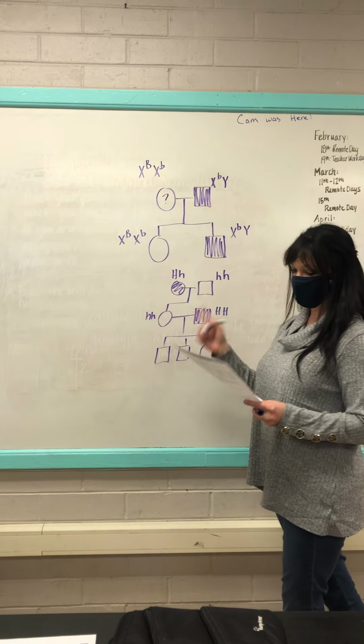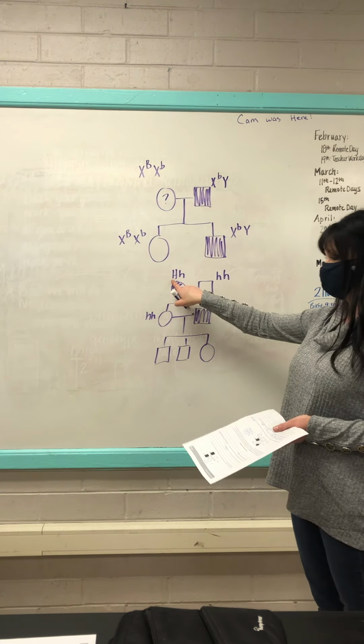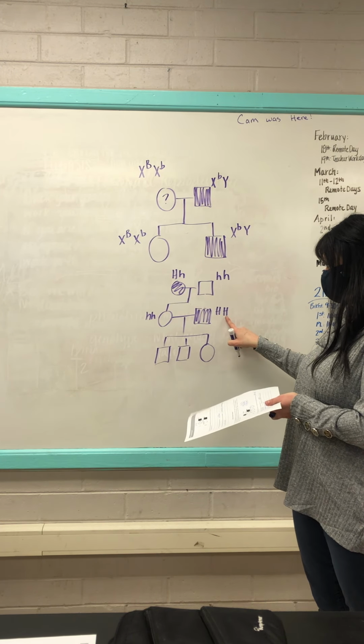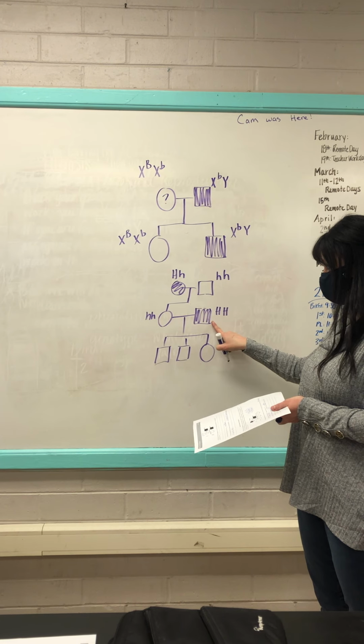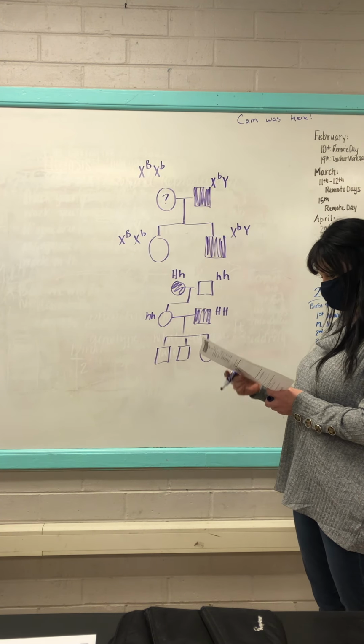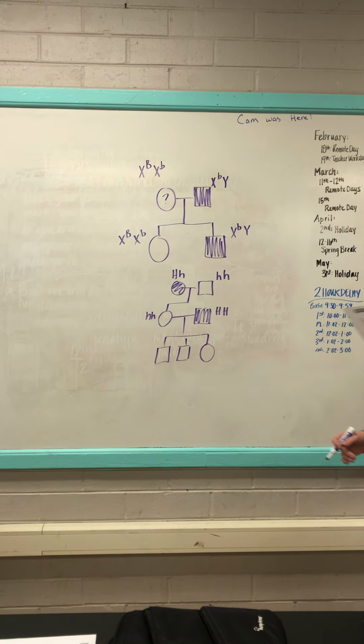So we're looking at dominant traits with this one. So we're looking to see if they have the dominant trait. So this one has the capital H, so she has it. This one has 2 big H's, so he has it. The daughter has a little h, little h. And then we don't really know what these down here have, but can we figure it out?